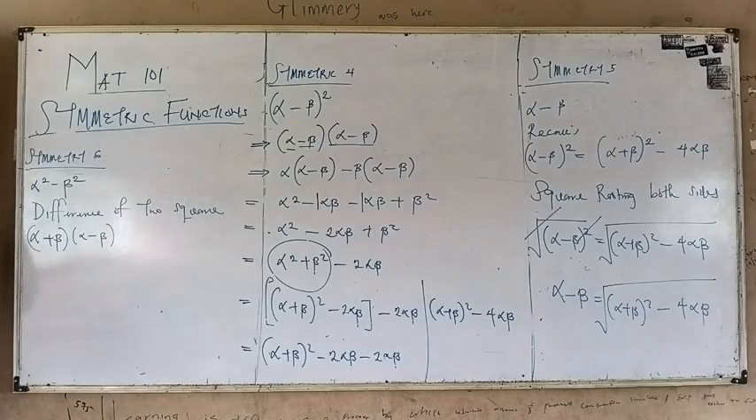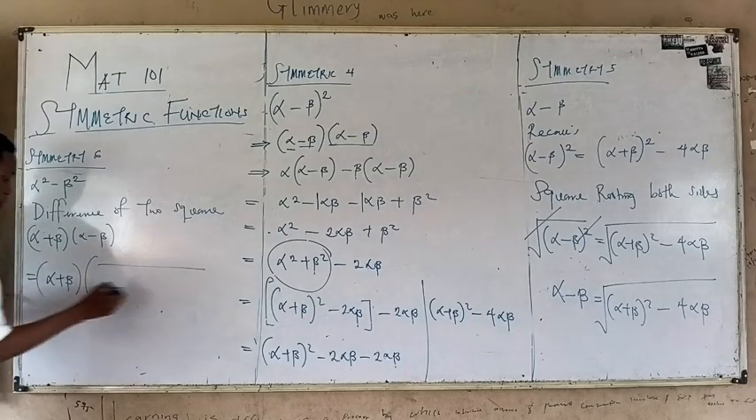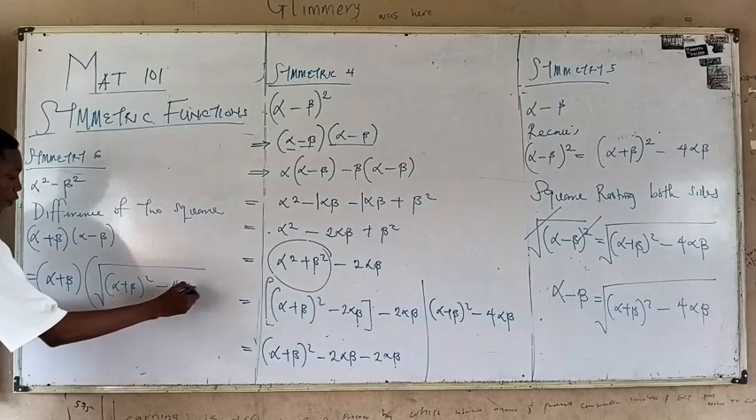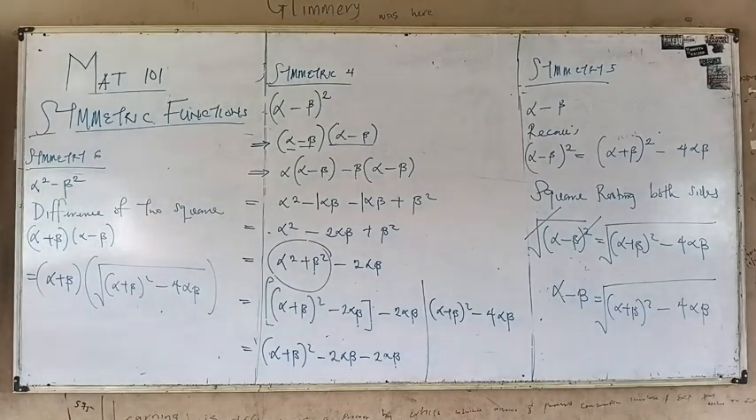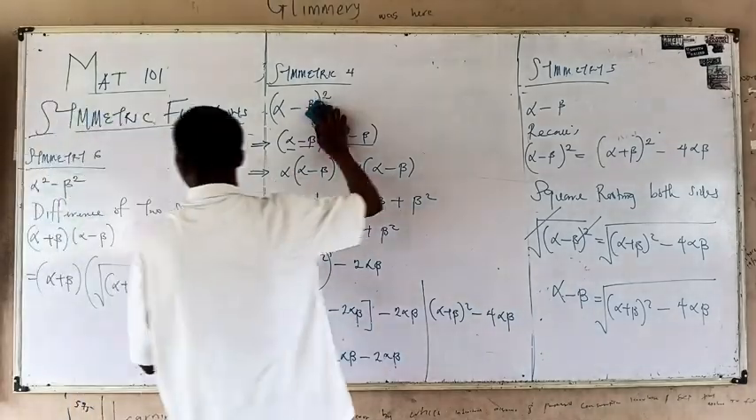Have I gotten my sum already? Where is it? But where can I see it? So we now say equals to what? Alpha plus beta, then the square root of alpha plus beta squared minus 4 alpha beta. Very simple. So let's go to the one that involves the power of 3 and the power of 4. So let's try symmetry 7.